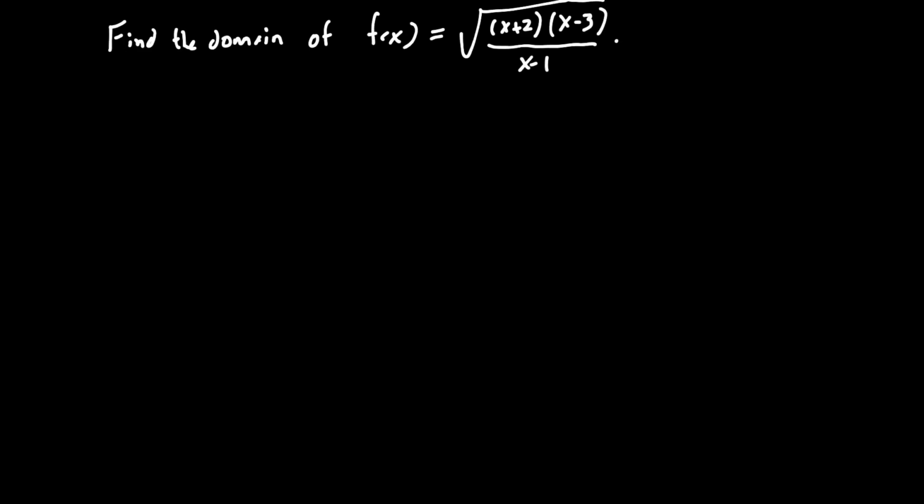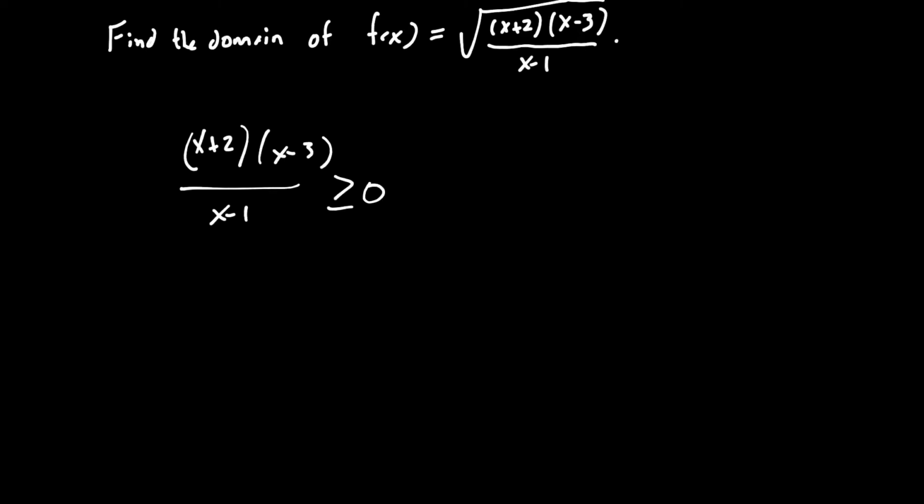In this next problem, we want to find the domain of a composition of functions, which is given by f of x is equal to the square root of (x plus 2)(x minus 3) divided by (x minus 1). And because square roots are only defined when the argument under the radical is non-negative, we need to determine when (x plus 2)(x minus 3) divided by (x minus 1) is greater than or equal to 0.